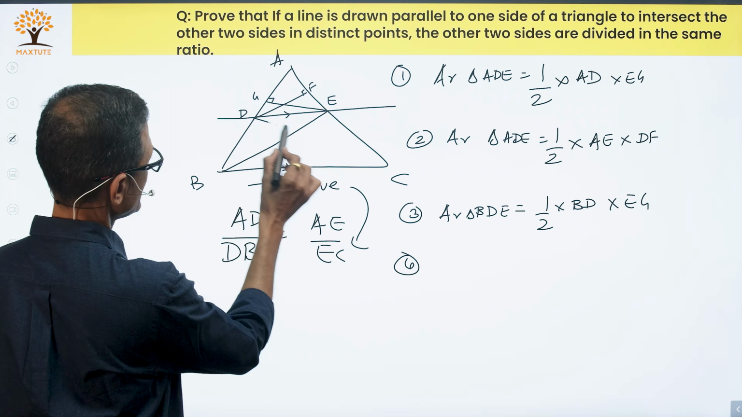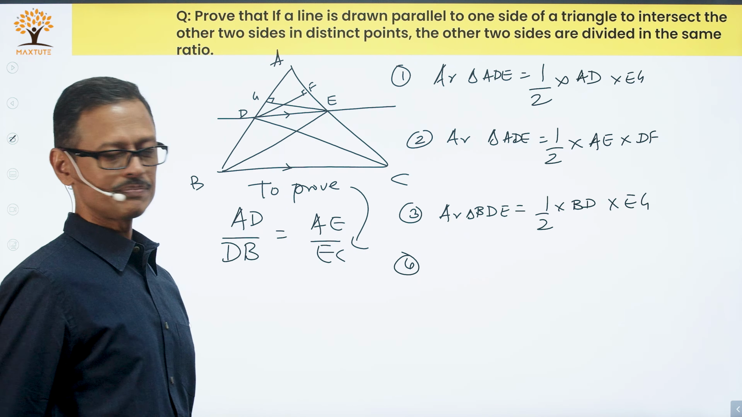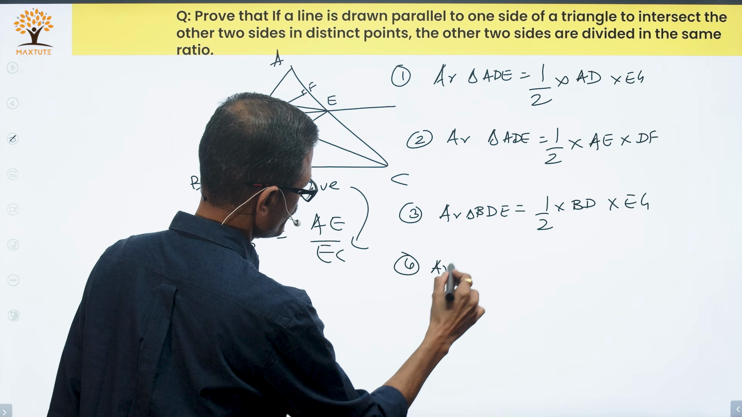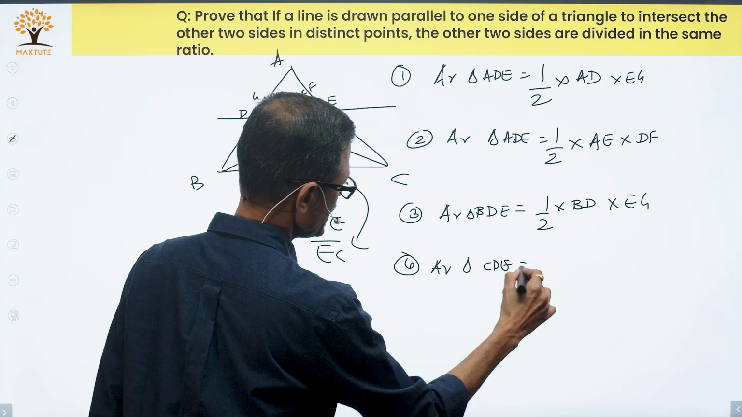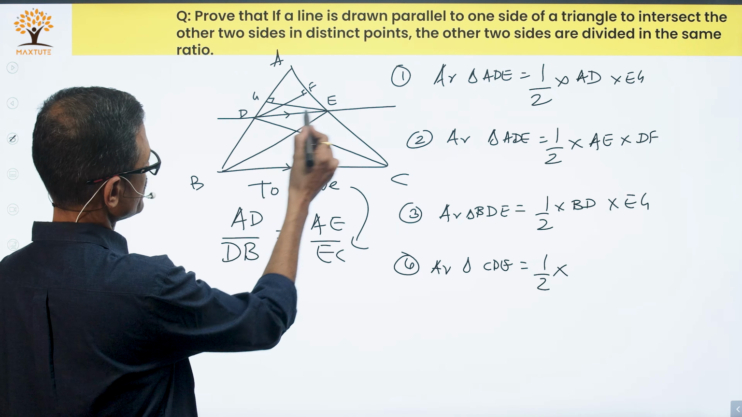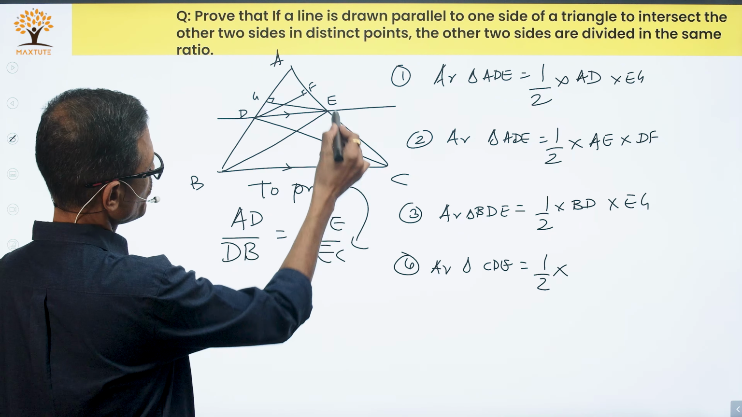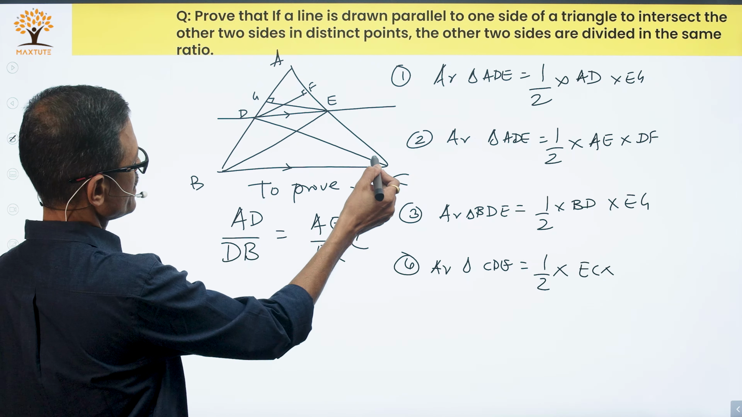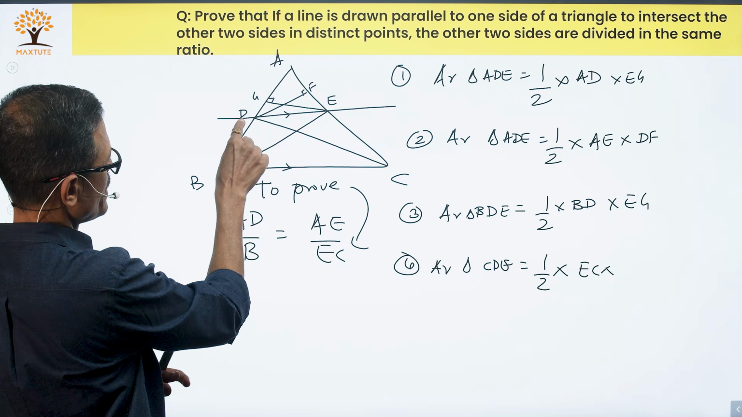Fourth one, after drawing one more line, we'll finish it. I'm essentially going to draw CD as a line. Finding out area of triangle CDE. This is half into, I'm going to take EC as the base, right? For this triangle CDE, I'm going to take EC as the base. If I've taken EC as the base, the vertex opposite to EC is basically D.